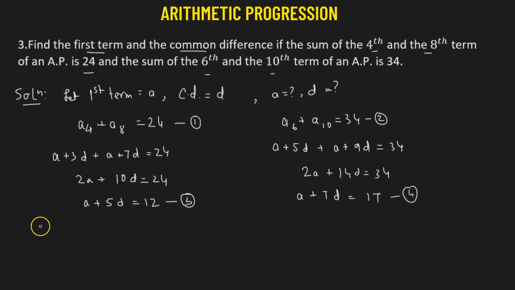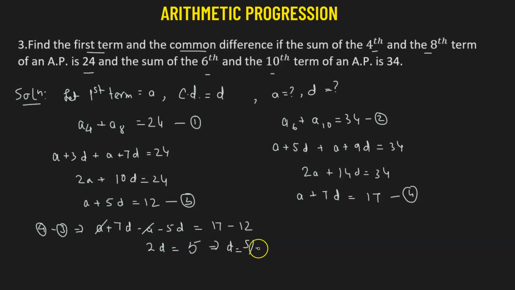Now we'll subtract equation number 3 from equation number 4. So that means we have a plus 7d minus a minus 5d, and this will be equals to 17 minus 12. So a and a goes away, 7d minus 5d will be 2d. So 2d will be equals to 5, or simply d equals 5 over 2.